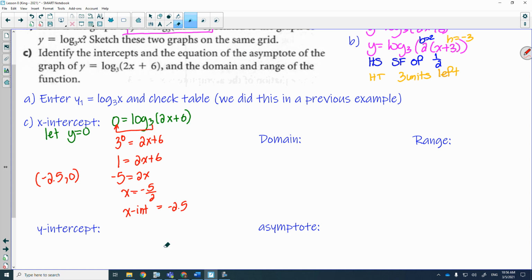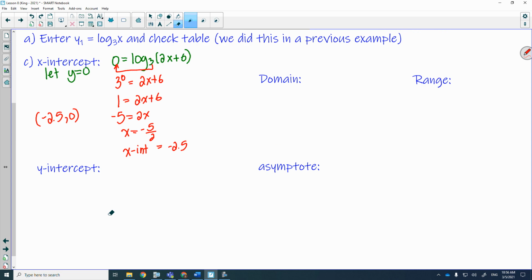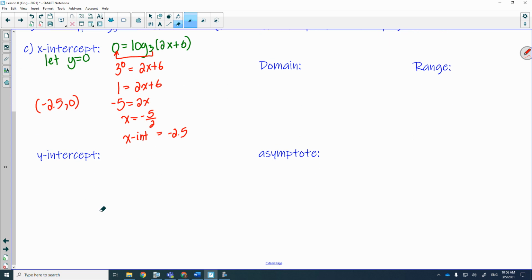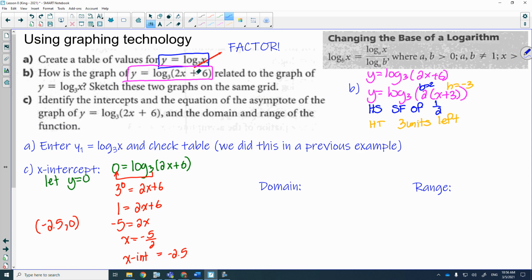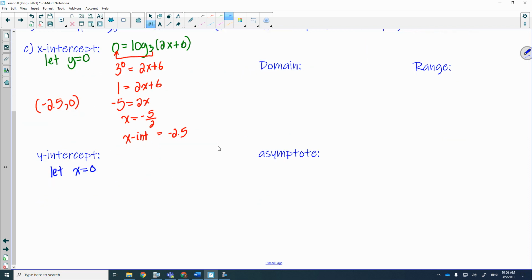The y-intercept, we have to let x equal 0. So if we're solving for y, let x equal 0. So we're going to write that equation, and we're going to put in a 0 for x. So y is equal to log base 3 of 2 times 0 plus 6. Y is equal to log base 3. 2 times 0 is 0, plus 6 is 6. From here, you would be allowed to punch that into your calculator.